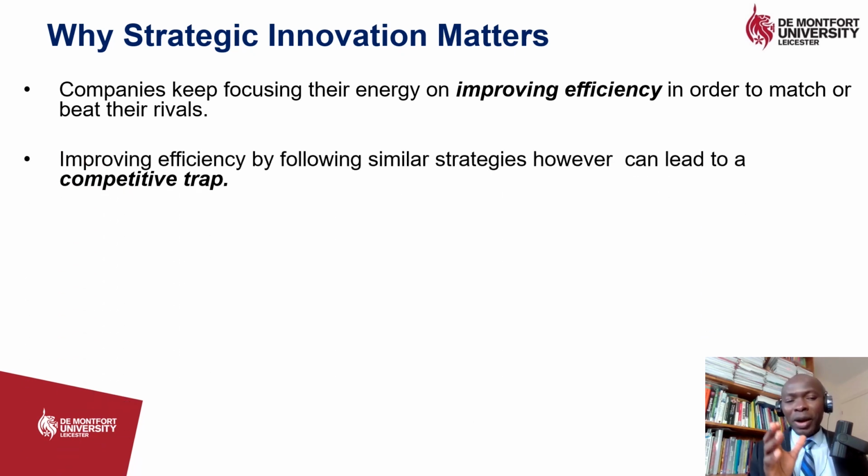Now, by trying to improve efficiency, these companies follow similar strategies to what other companies are doing. Other companies are essentially doing the same thing. So this can lead to a competitive trap, because other companies can also copy what your company is trying to do. Every company thinks, if I can increase my efficiency, I can find a way to match or beat my rival, right? But other companies are also thinking in that same direction, and because of that, it can lead to a competitive trap.